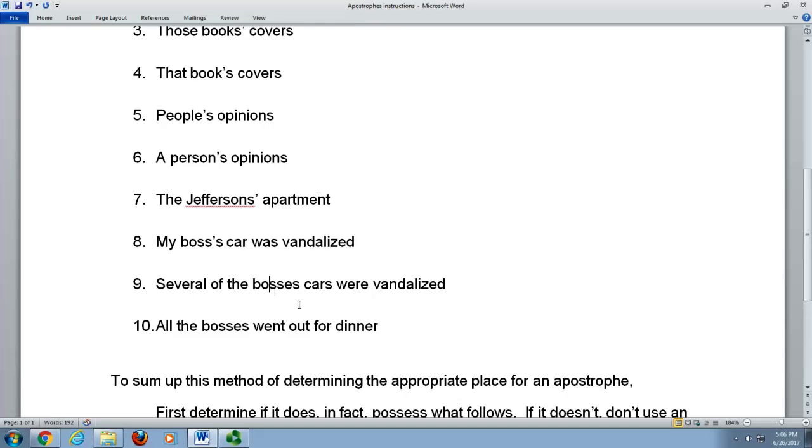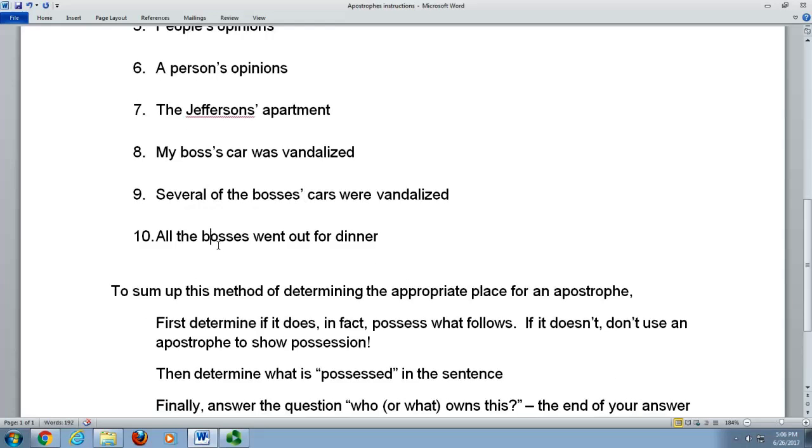Okay. Notice if bosses is plural, that would be different. Again, the car that belongs to my boss, or in this case, the cars that belong to several of the bosses. It's several of the bosses, so guess what? It's going to go right here at the end. And lastly, let's look at this one. All of the bosses went out for dinner.